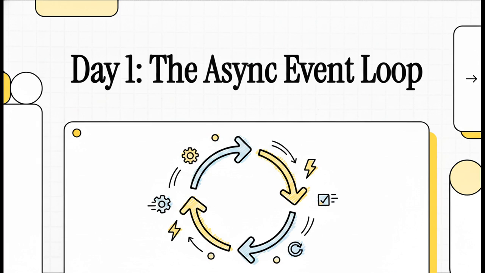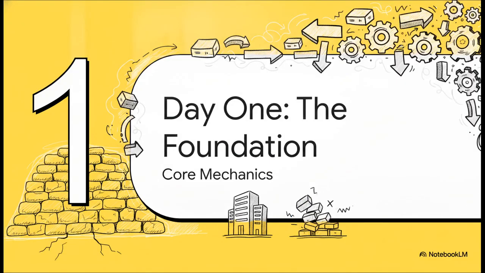So let's dive into this, because before you ever touch a web framework, before you write a single line of FastAPI routing, you absolutely have to master the foundational mechanics of Python concurrency. It's basically the secret engine of modern web performance. All right, day one, the foundation. Let's get into the core mechanics you need before writing a single line of web framework code.